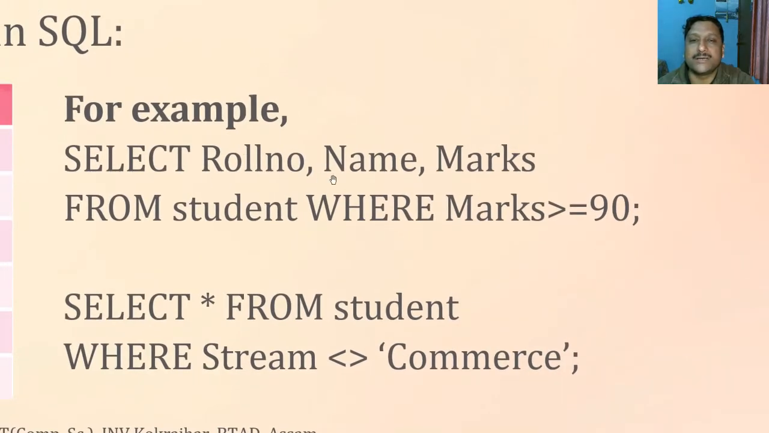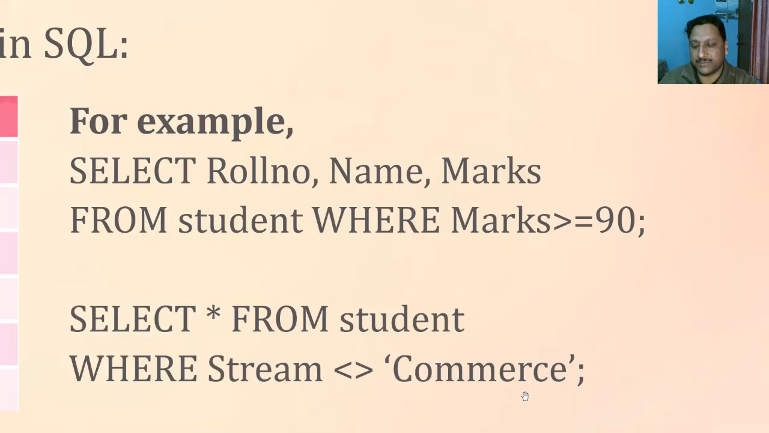For example, select roll number, name, marks from student where marks is greater than equals to 90. Select * from student where stream equals to commerce. Like this you can use.